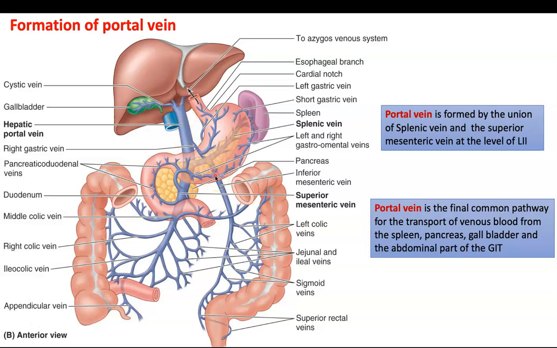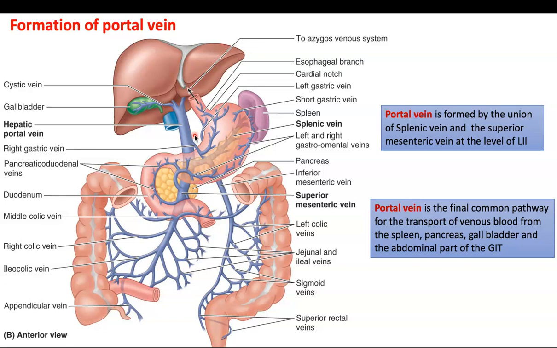Now, portal vein drains the stomach, the spleen, the luminal GI tract, the whole GI tract, and also the gallbladder. These areas are all drained by the portal vein, and then the blood in the portal vein that travels through the liver eventually drains into the inferior vena cava.